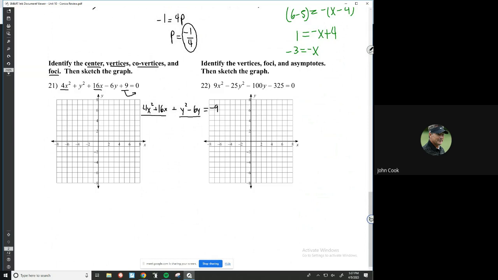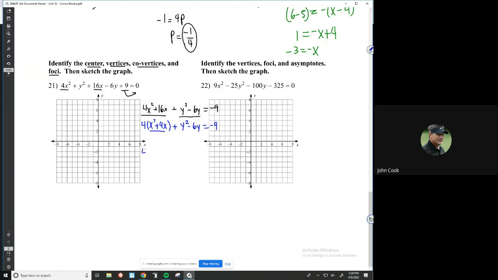Okay, so we're going to complete the square for the x's and the y's. For the x's, there's one additional step that we didn't have to do previously, and that's get rid of the coefficient that's out front. So we're going to factor out the 4. So we've got 4x squared plus 4x now. There's no coefficient there, so that's still y squared minus 6y. Now complete the square on the x's.